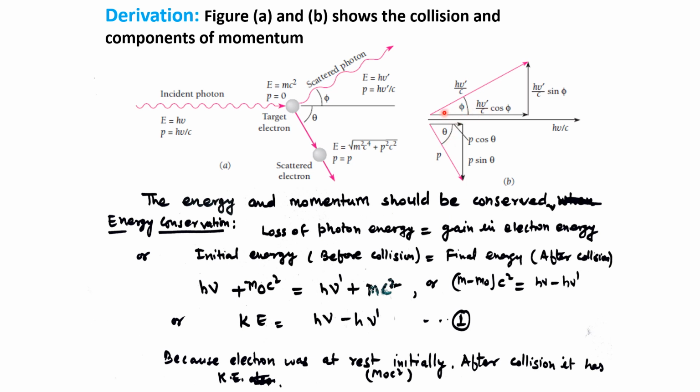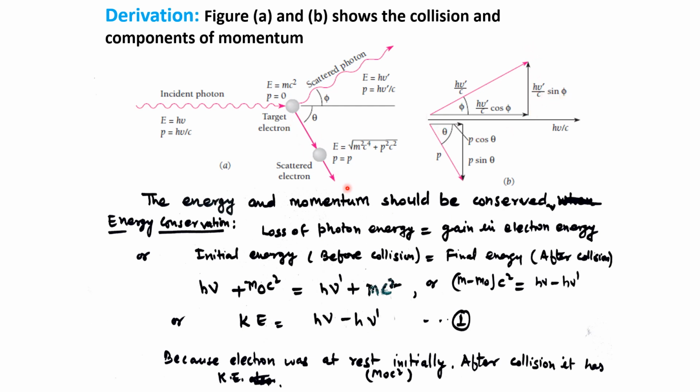So suppose the incident photon has momentum hν/c, and the scattered photon has hν'/c in the φ direction. So it will have a horizontal component hν'/c cos φ, and the vertical component will be hν'/c sin φ.